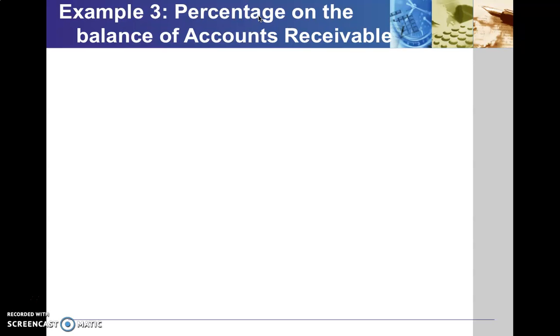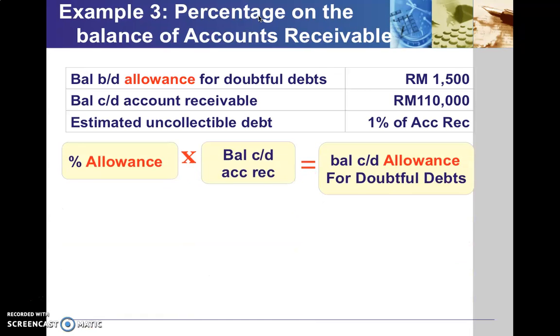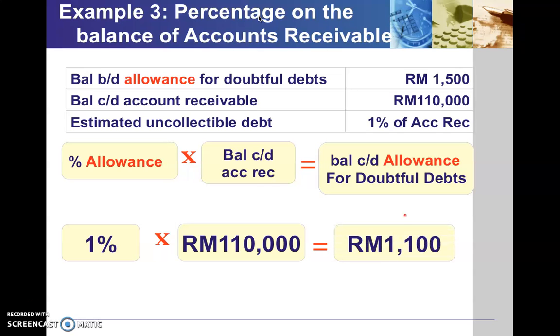Example 3. Percentage on balance of accounts receivable. Balance brought down allowance for doubtful debts 1,500. Balance carried down accounts receivable 110,000. Estimated uncollectible debt is 1% of accounts receivable. Okay, this is the formula. Percent of allowance multiplied by balance carried down accounts receivable equals balance carried down allowance for doubtful debts. 1% multiplied by 110,000 equals 1,100.